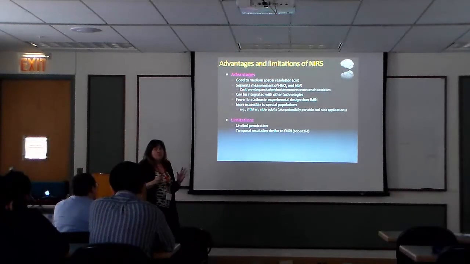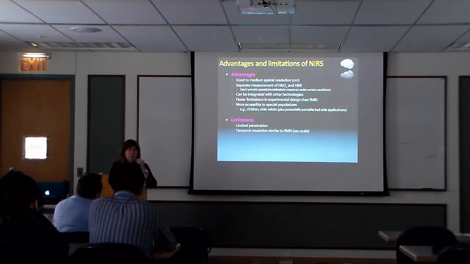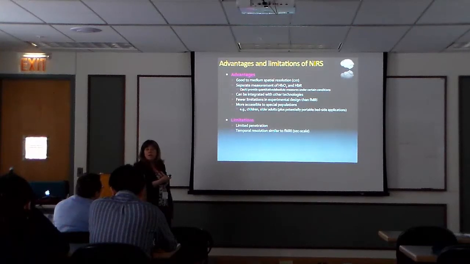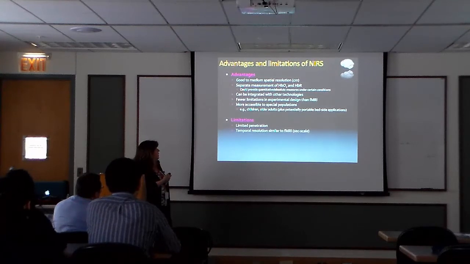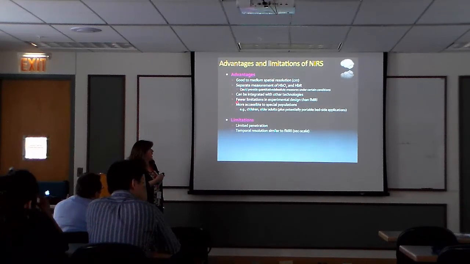Just to summarize about near-infrared spectroscopy, which is pretty much the most common of the optical functional neuroimaging techniques used, you have a good to medium spatial resolution. We're talking about humans, so it's in the high millimeters to centimeter range. You get separate measurements of oxyhemoglobin and deoxyhemoglobin, and depending on how you do the experiment, you can potentially get absolute measurements, which is useful in some cases. It can be easily integrated with other technology, and I'll show some examples later.